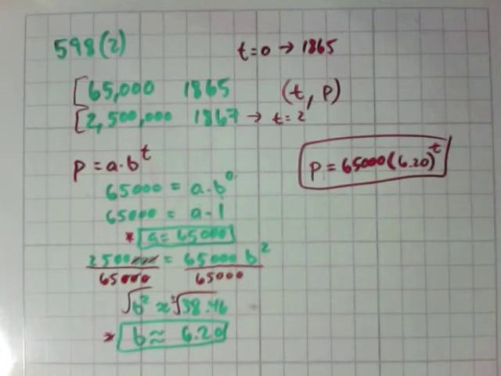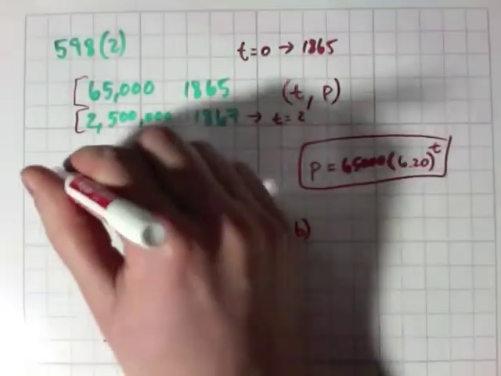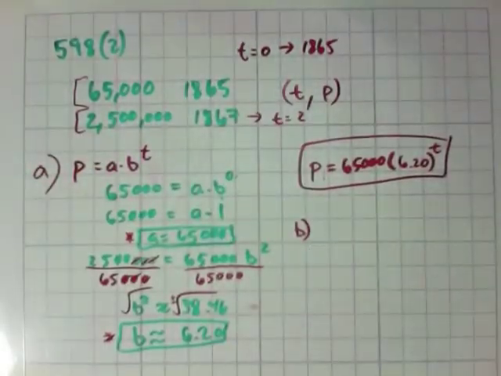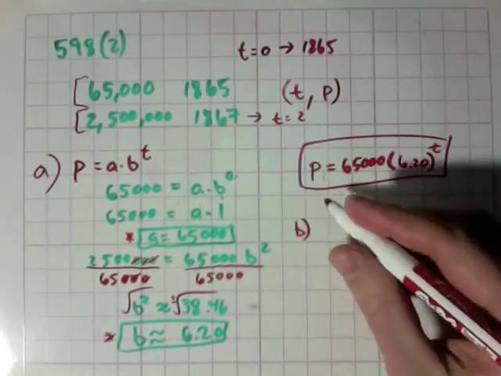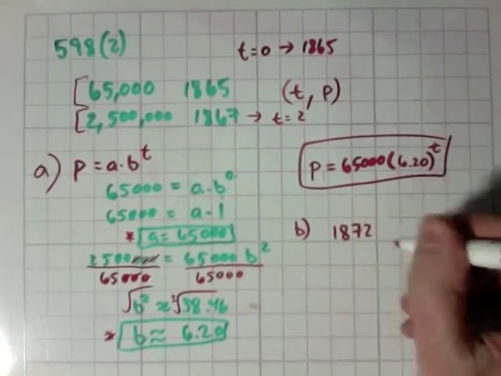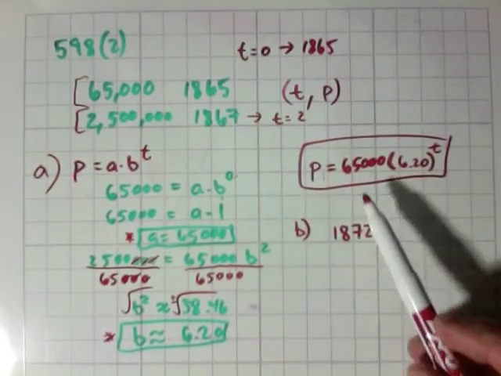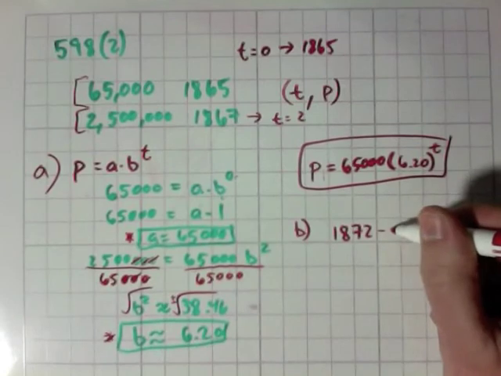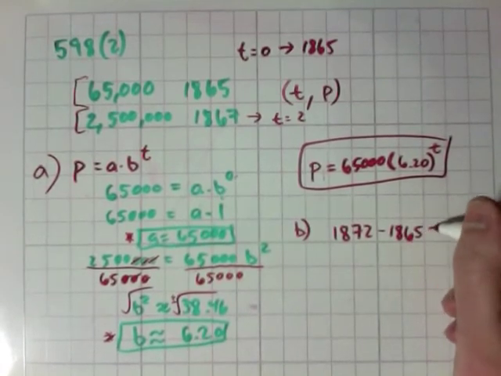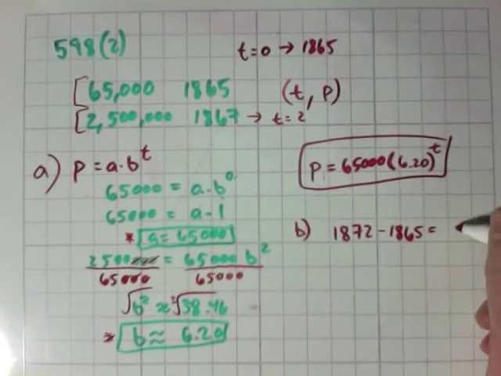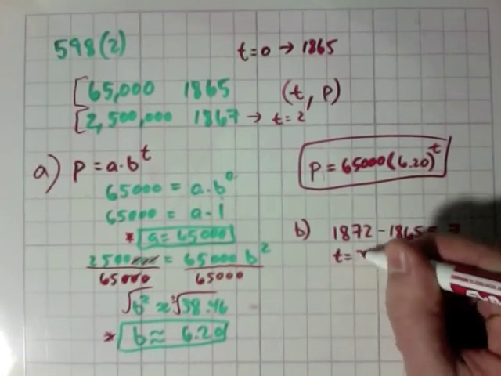Now, part B of this problem says estimate the Australian rabbit population in 1872. So this was all part A. So part B shouldn't take as much room, but what I could do is, let's see, it's interested in 1872. So how could I find the appropriate t value for 1872? Well, I could actually just subtract 1865, and I believe that is, let's see, 7 years, so t equals 7 is what I have here.